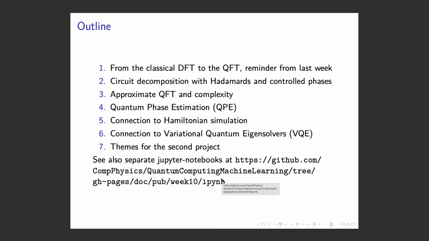And in the Jupyter notebook, as you can see on the link here, we actually implement the quantum Fourier transform, and we implement the quantum phase estimation algorithm on the matrix which you had in project one, the simple 4x4 matrix, which is a 2-qubit system. So that's an exploration. There are fundamental connections between quantum Fourier transforms and the quantum phase estimation algorithm. There's a connection to Hamiltonian simulations if you're dealing with an analog quantum computer. There's a connection to the variational quantum eigensolver. And then we're going to discuss these themes for the second project.